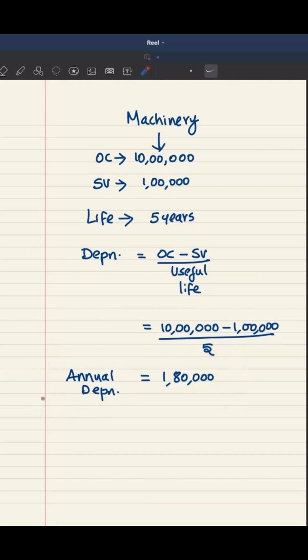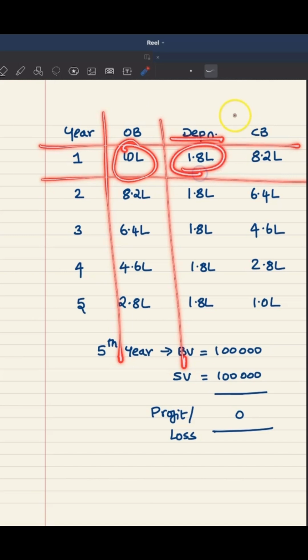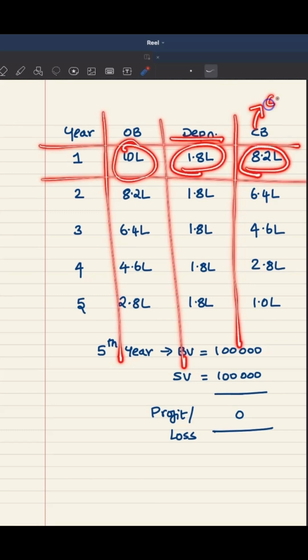Let's have a look at it. Look at here. Year 1, the opening balance is 10 lakhs. Depreciation provided is 1.8 lakhs. So 10 minus 1.8, the closing balance is 8.2 lakhs. I can also call this closing balance as carrying amount. Okay. In the second year, this 8.2 is going to be the opening balance.